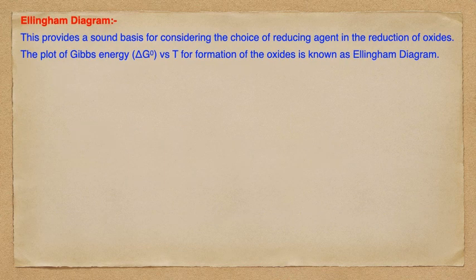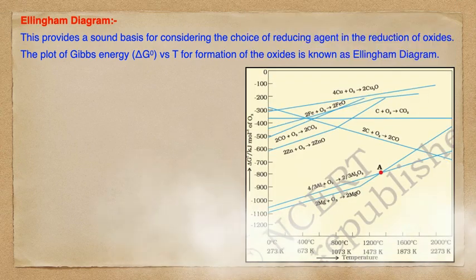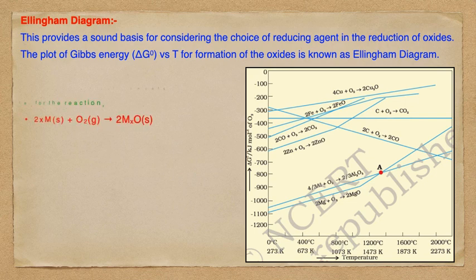Very very important question: the Ellingham diagram. This provides a sound basis for considering the choice of reducing agent in the formation of oxides. The plot of standard Gibbs free energy, delta G naught, versus T for the formation of the oxide is known as the Ellingham diagram, as shown below. Along the x-axis is temperature and along the y-axis is delta G naught, and downward along the y-axis the negative value of delta G is increasing. Some curves are also shown in the diagram.